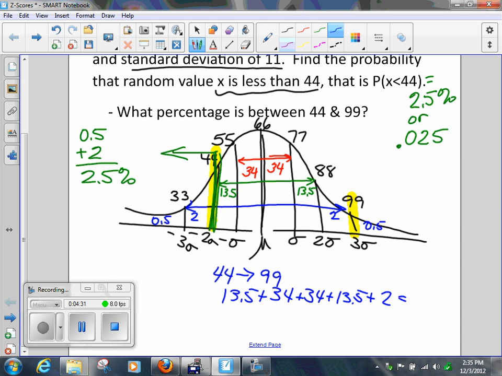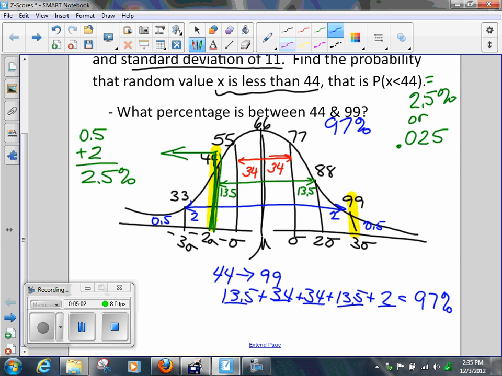Now, this definitely shows you that I'm a tree person and not a forest person because I'm looking at every little tiny piece of that forest. All right? And when you add those up, you end up getting 97%. So what that means is that 97% of the area under that normal curve is between the numbers 44 and 99.